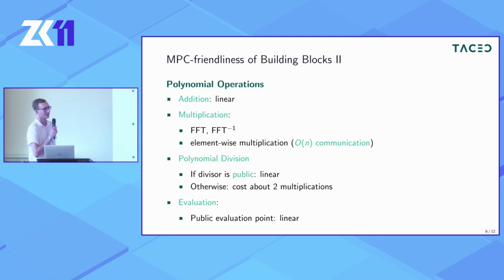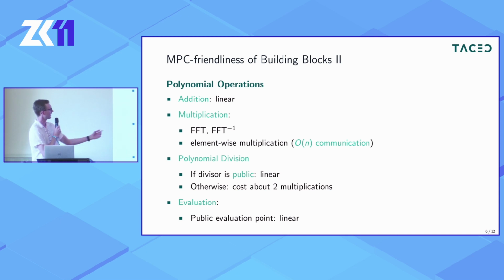Polynomial operations are at the heart of many ZK proof systems. So again, we have, for example, polynomial addition, just a linear operation. Parties can do it on their own shares. And then for multiplication, we go through an FFT, do element-wise multiplication, which, again, as mentioned before, requires some interaction between the parties. And then we go back through an inverse FFT.